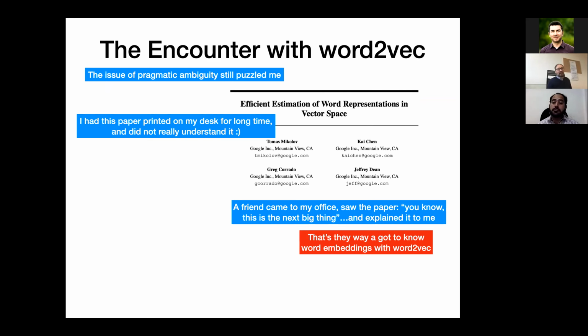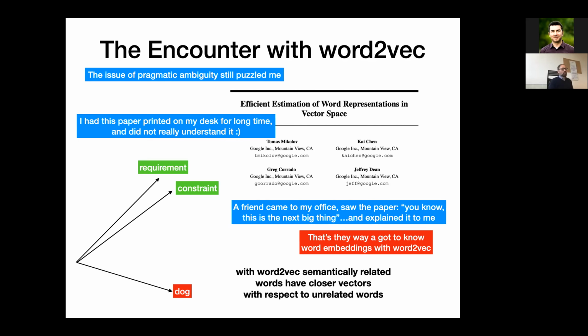Well, I said, I didn't really understand it. I forgot why I downloaded it. But he explained that to me. And that's how I came to get to know word embeddings with Word2Vec. For those of you who do not know what this technology does, Word2Vec is basically a way of representing words in a vector space, so that semantically related words have closer vectors with respect to unrelated words. So requirements and constraint have closer vectors with respect to dog.